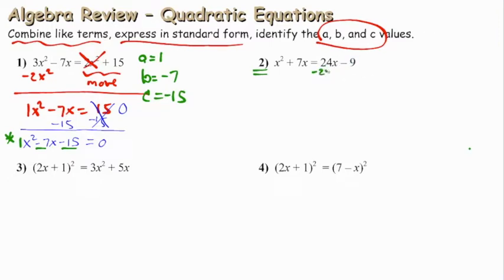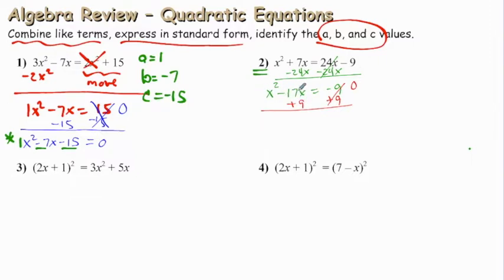So when we do a minus 24x, we see that it cancels on the right-hand side, and our left-hand side is now x squared minus 17x equals negative 9. Next, we would like to add 9 to both sides. That leaves us with a 0 on the right-hand side.